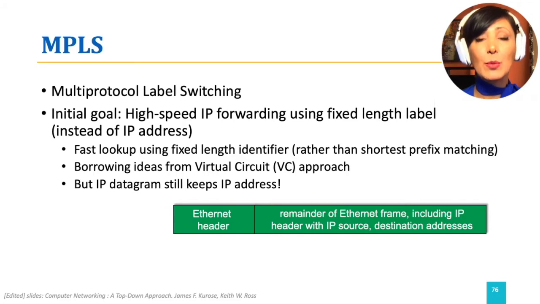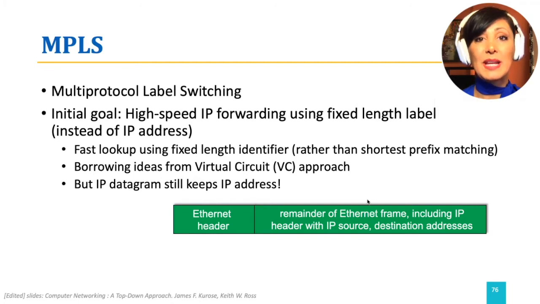It is a technology with an initial goal of increased speed of forwarding. For this purpose, it uses a fixed length identifier, which is known as label. It uses it for forwarding purposes. This removes the complexity of forwarding compared to IP-based shortest prefix matching and enables faster forwarding of packets based on fixed length label. The initial idea used in MPLS comes from circuit-switched telephone network, evolving to a packet-switched virtual circuit.